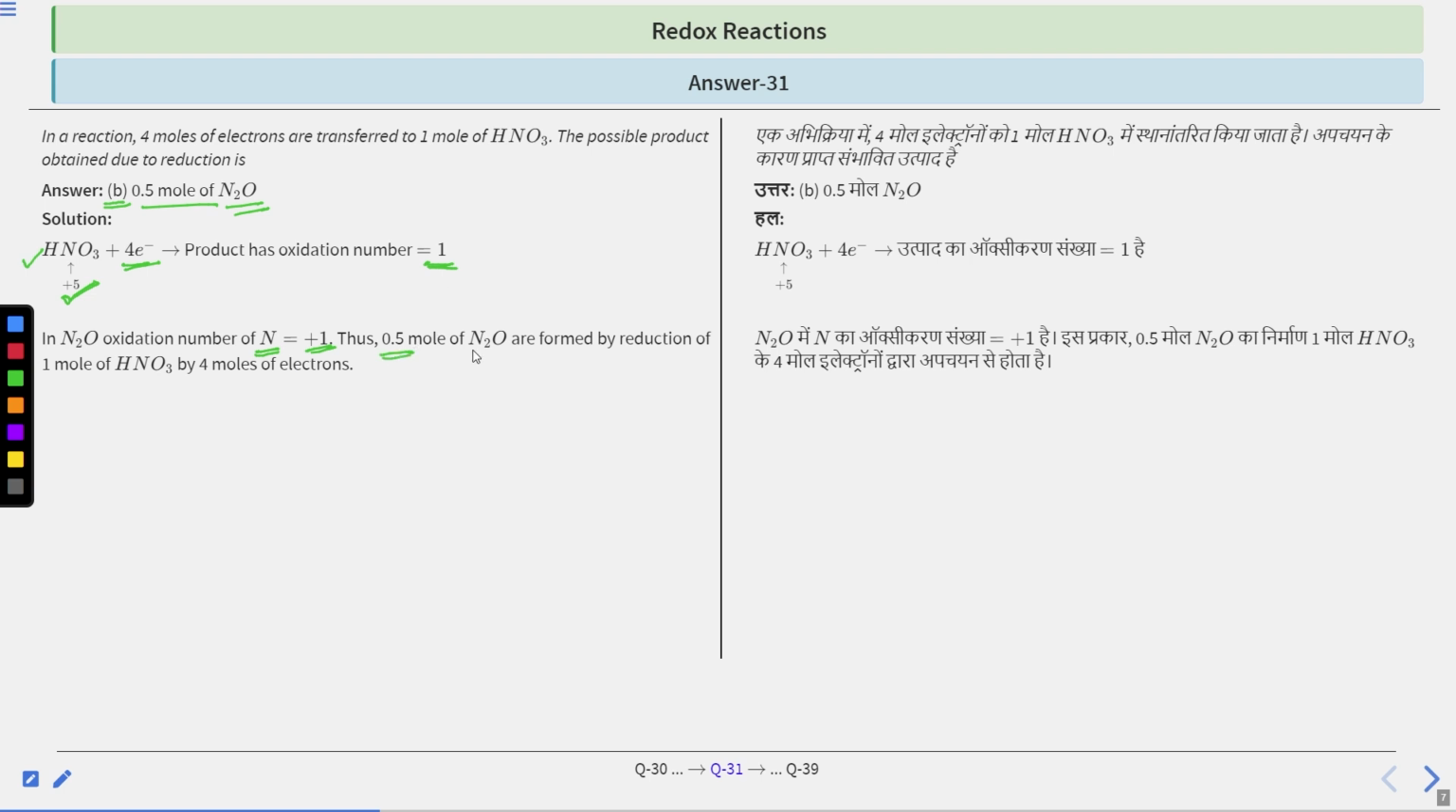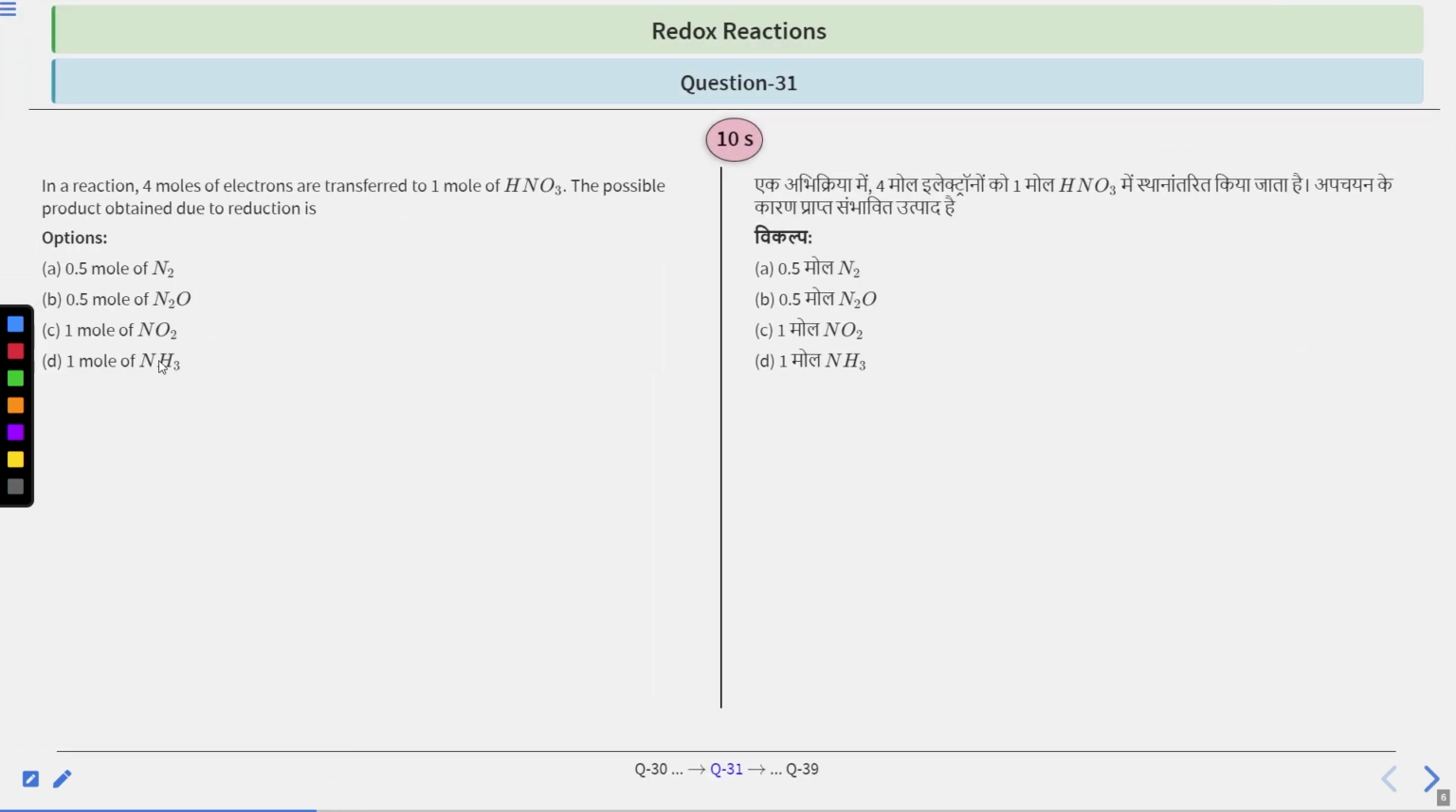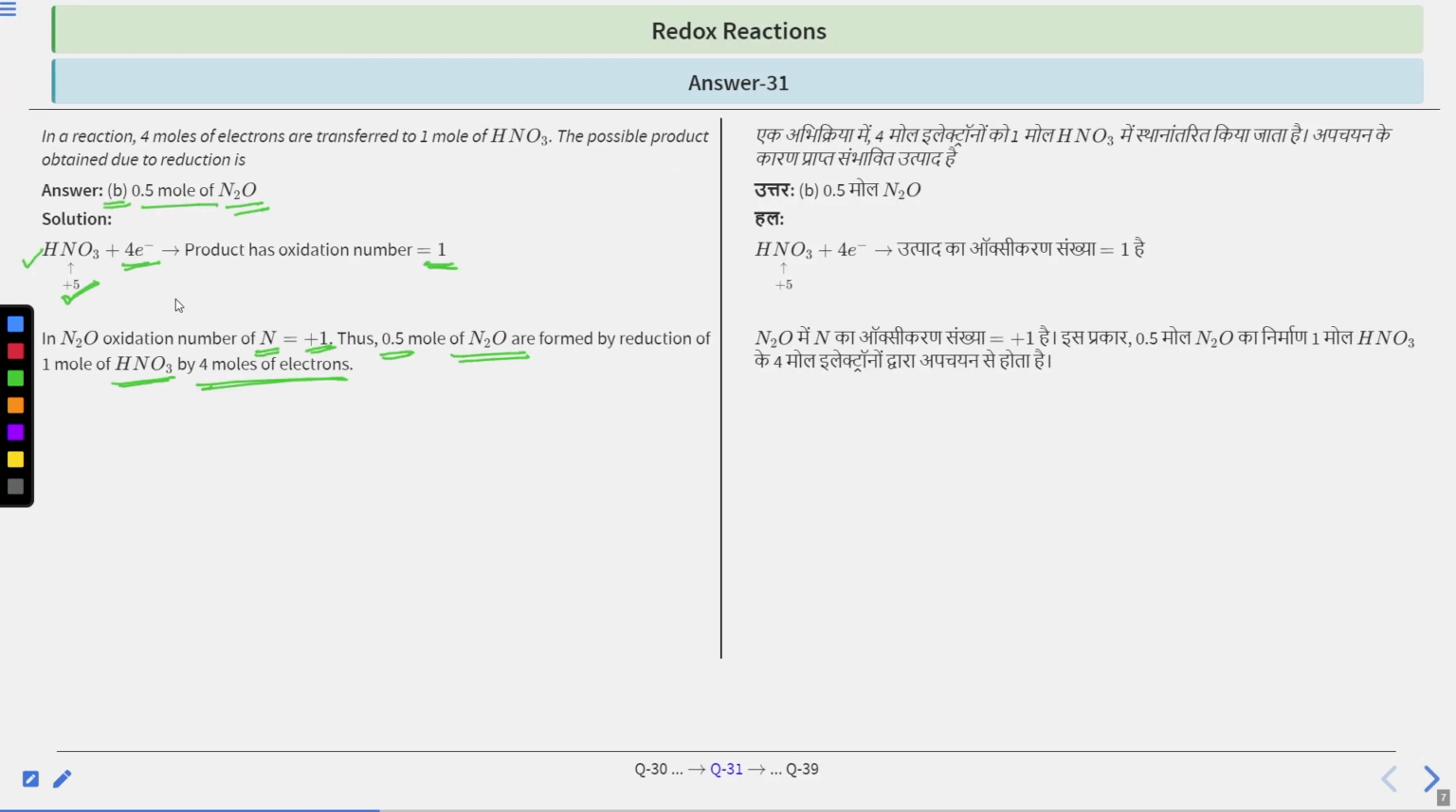And thus 0.5 mole of N2O is formed by the reduction of 1 mole of HNO3 by 4 moles of electrons. If you see all the other options and find out the oxidation number of nitrogen in these molecules, it will not be decreasing, right? But in the case of 0.5 mole of N2O, the oxidation number is decreasing, +5 to +1, and as the question says reduction is happening, in reduction the oxidation number decreases. That's why we can say that in option B, 0.5 mole of N2O is formed after adding 4 moles of electrons to 1 mole of HNO3 due to the reduction. And thus option B is the correct statement.